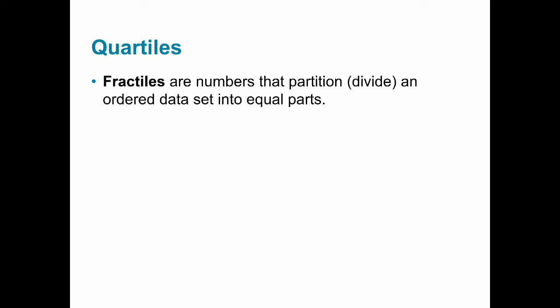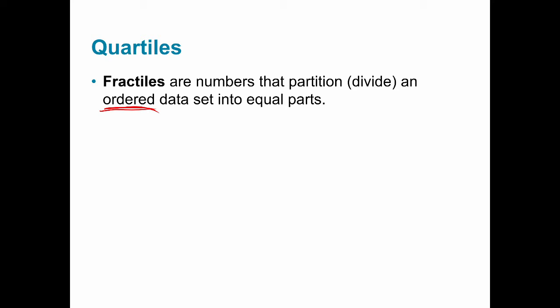Okay, so in this section, we're going to be talking about more ways that we can split our data up into different groups. So in particular, today, we're going to talk about how we cut our data set into equal pieces. So fractiles are numbers that partition or divide an ordered data set into equal parts. So the thing to notice, you have to order the data first. So you have to put the data into numerical order. But then we're just going to cut it into equal pieces, and that's what fractiles do.